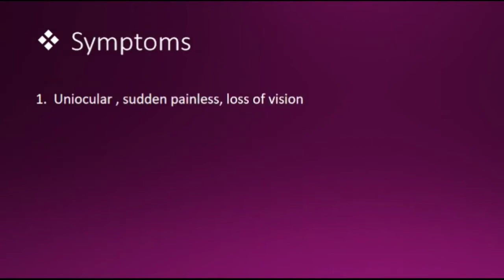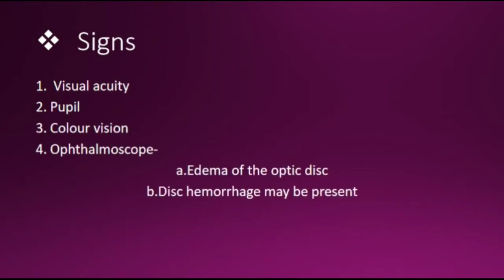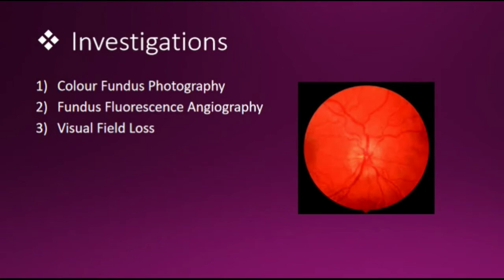Symptoms of optic neuritis: uniocular, sudden, painless loss of vision, which is progressive. Signs of optic neuritis: visual acuity is decreased, pupil is dilated with sluggish reaction, color vision is decreased. In ophthalmoscopy, we can find edema of the optic disc. It is not papilloedema, because papilloedema is always bilateral and in huge amount. Disc hemorrhage may be present.